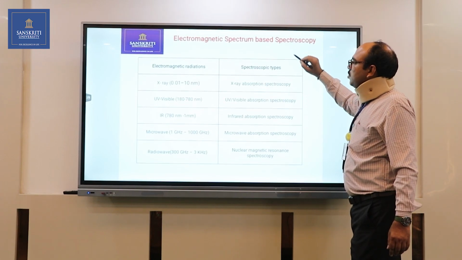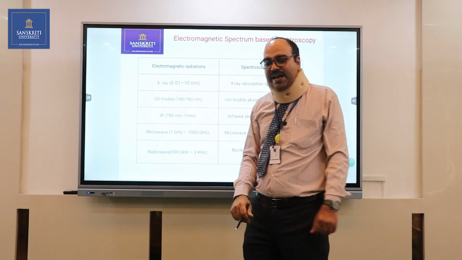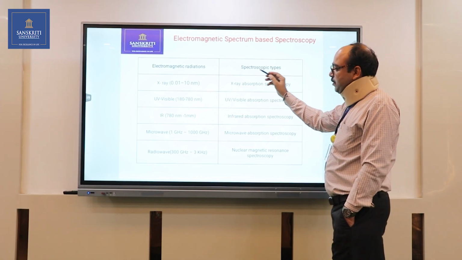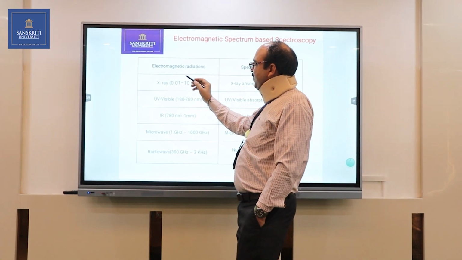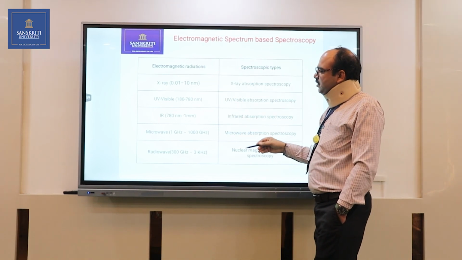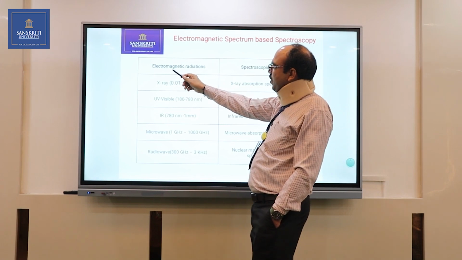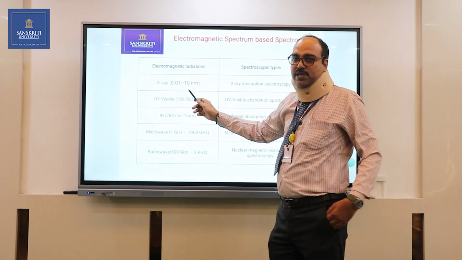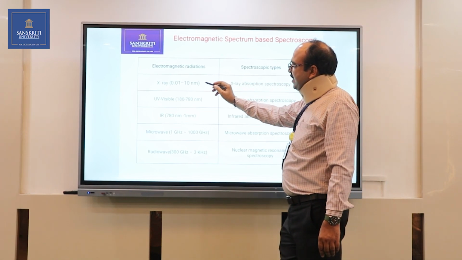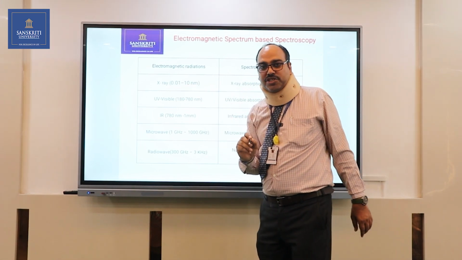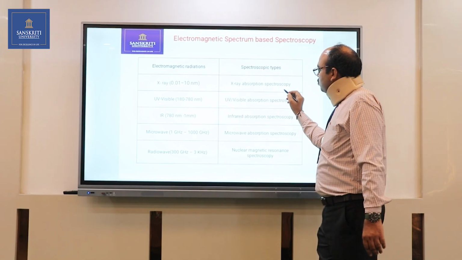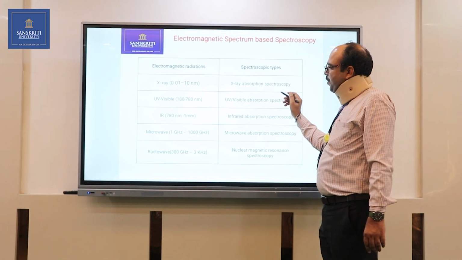We were talking about how, on the basis of wavelength and frequency, we have classified the spectroscopic methods on the basis of radiations. If you see the board, there are two tables. On one side we write the radiations used in the particular spectroscopy, like X-rays, which have a range of 0.01 to 110 nanometers and belong to X-ray absorption spectroscopy.